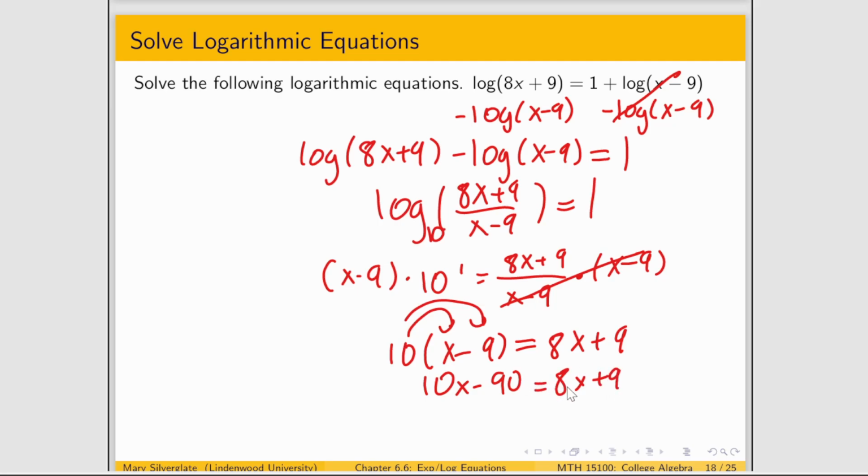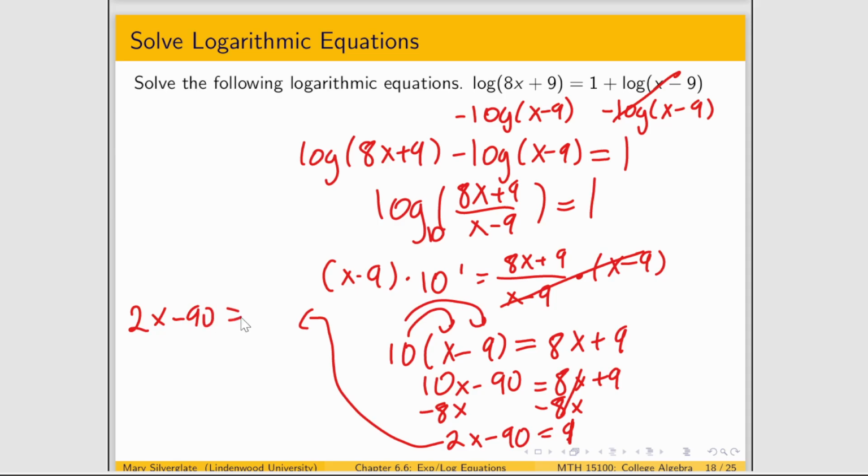Now again, my goal is to get x by itself. So I'm going to subtract 8x from both sides. That gets us 2x minus 90 is equal to 9. I'm just going to rewrite the problem up here because I'm running out of room. Next, I want to undo this subtraction by adding 90 to both sides. So 2x is equal to 99. Divide by 2 on both sides, so x is equal to 99 over 2, which is 49.5.